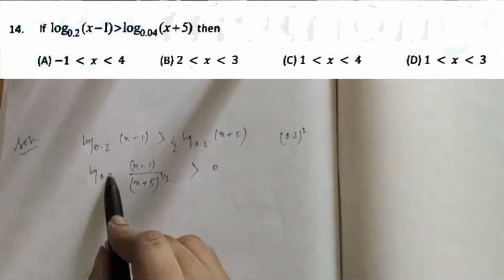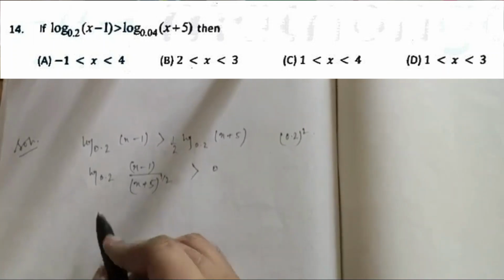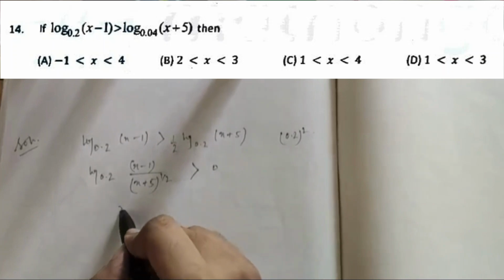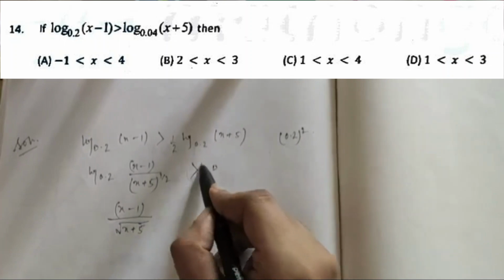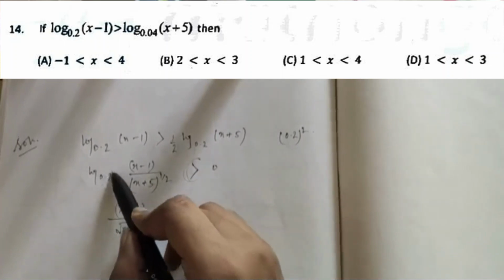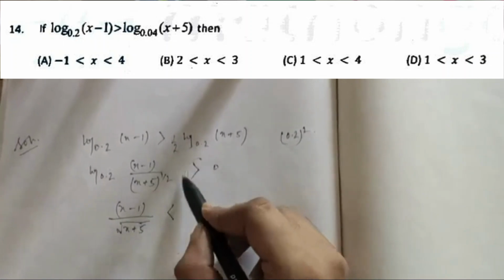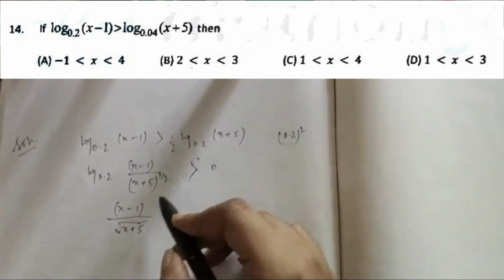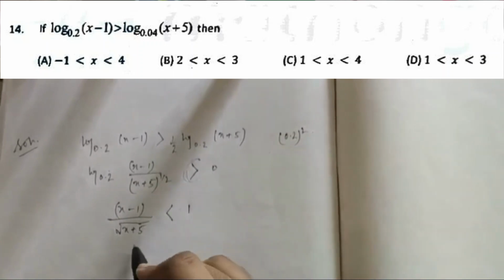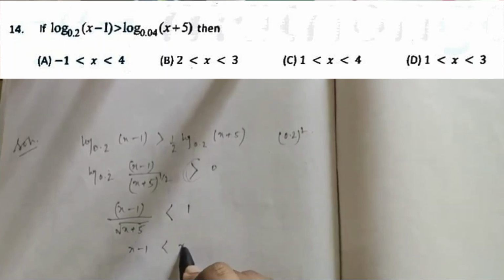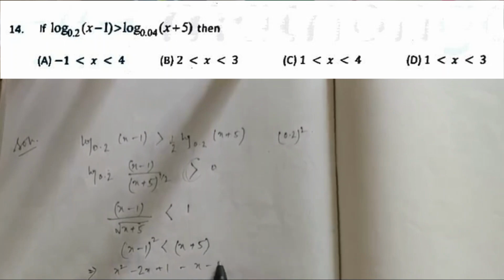Since the base is 0.2 and which is less than 1, if I break the log, then the sign of the inequality will change, since the base is less than 1. If the base was greater than 1, then the sign of inequality would remain same. So x minus 1 by under root x plus 5 is less than 0.2 to the power 0, that is 1. So in this case it will be x minus 1 is less than under root x plus 5. If I make both sides square, then it will be x plus 5. So x square minus 2x plus 1 minus x minus 5 is less than 0.